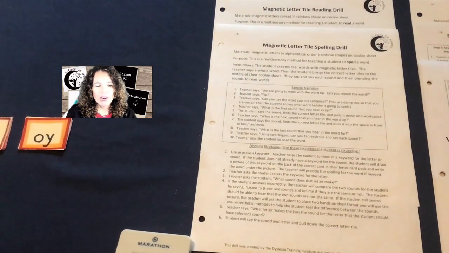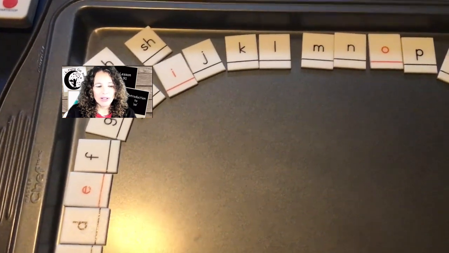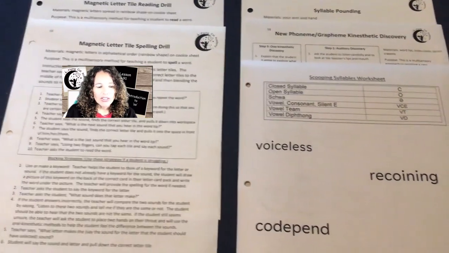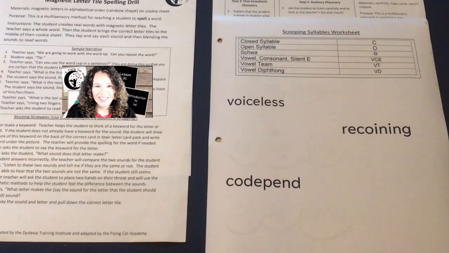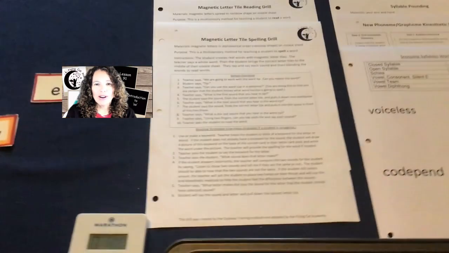Today we'll have a blending drill, so you'll have that one all ready to go on the table. I will provide it in the lesson though as well. And you'll need the magnetic letter tile drills for reading and spelling, the instruction sheets for the teacher, and the cookie sheet with the letters spread in a rainbow shape for the student. You'll need the syllable pounding instruction sheet, the new phoneme grapheme kinesthetic discovery sheet, and the sheets for the lesson.